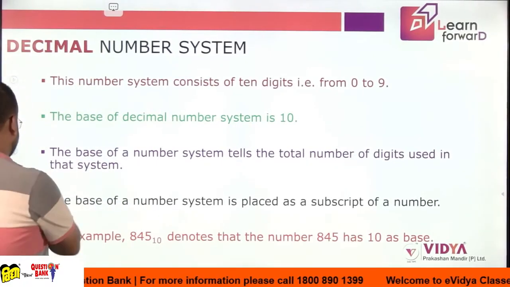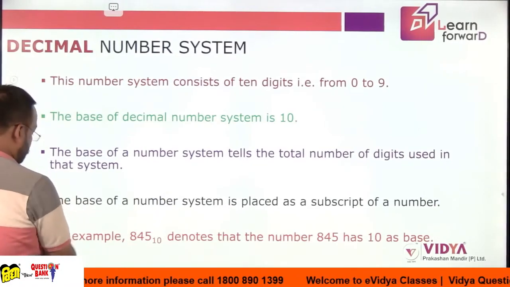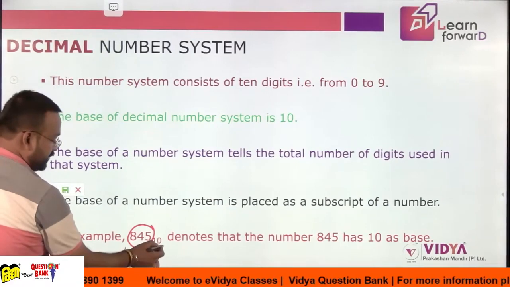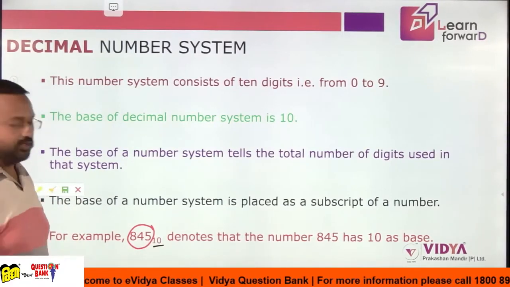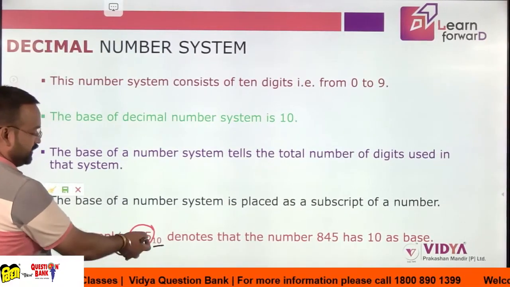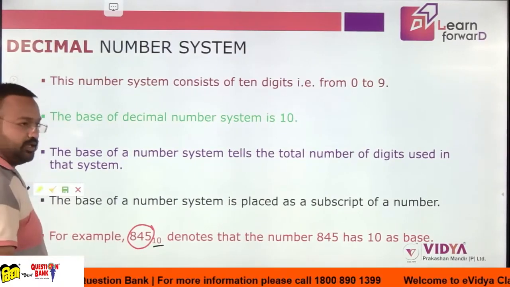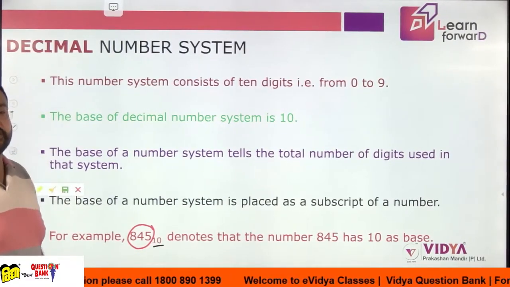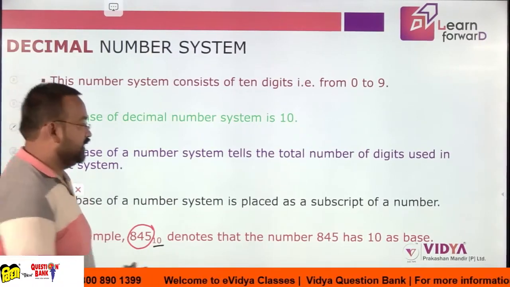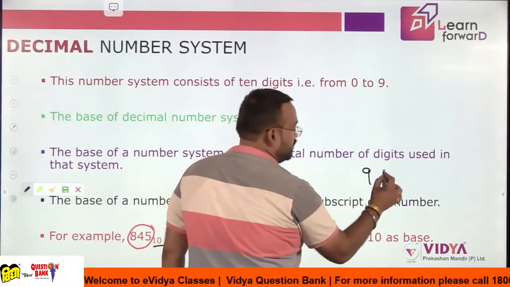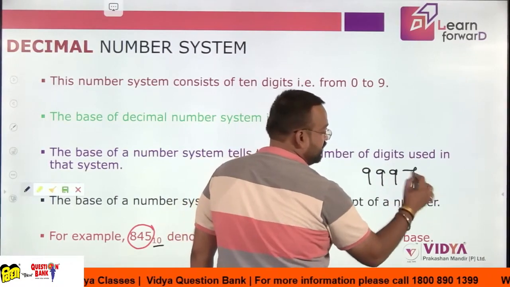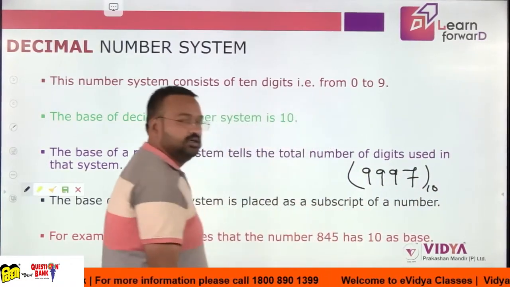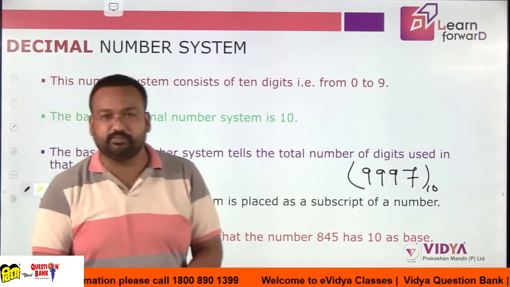Let's say, here is one example for a decimal number. Here is your number and this one is the base. So it simply implies that this number is a decimal number which can contain only 10 digits, that means 0 to 9, any of the digits. Suppose I am writing a number 9997 and its base is 10. So this is also a decimal number system.